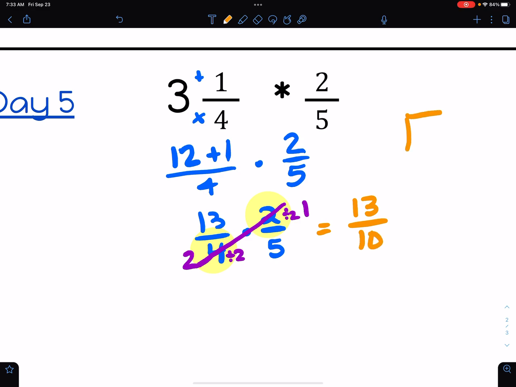I have to make sure that I make that a proper fraction now. So I put 13 underneath and 10 on the outside. I have 1 ten with a remainder of 3. So that 3 goes on top of the 10. So the answer is 1 3/10.